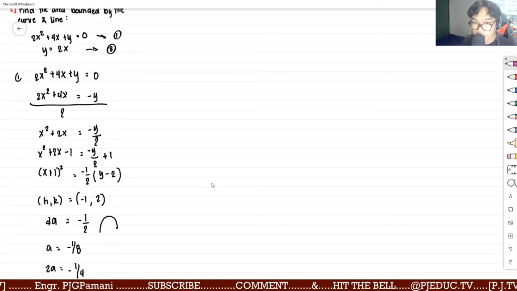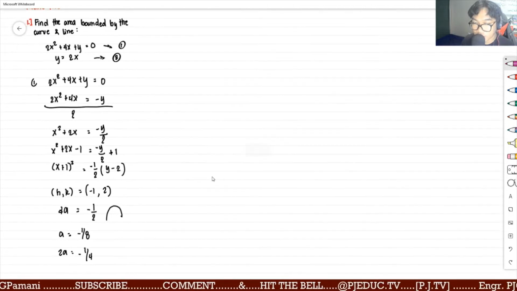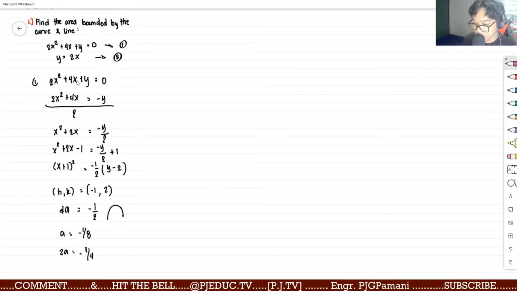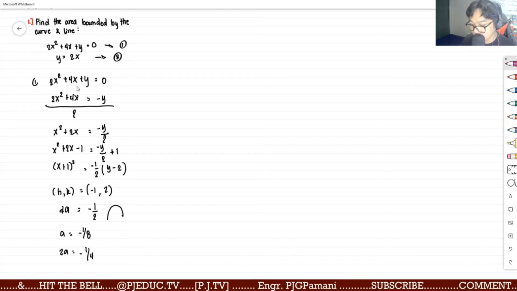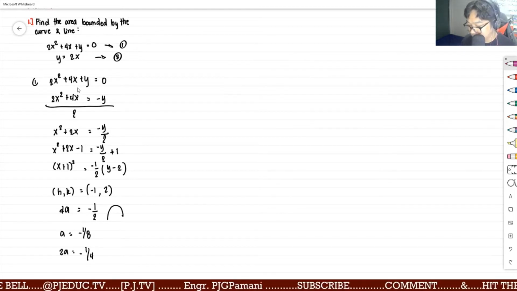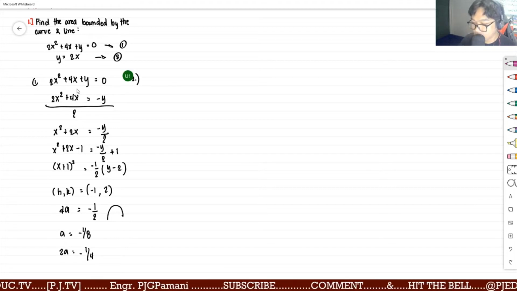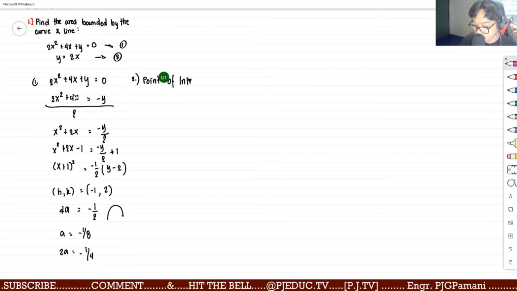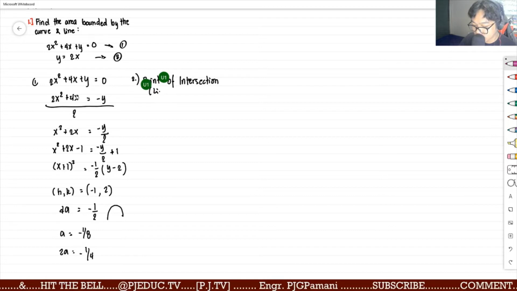What we need is the intersection at which the line intersects with the parabolic curve. So how will we determine that? Next part is the point of intersection with the line and the parabola.